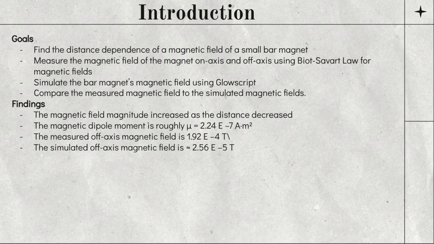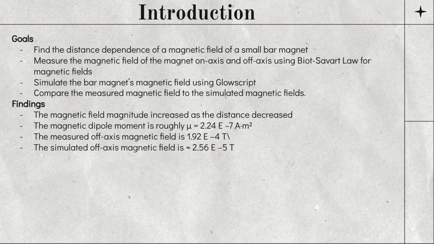So, an introduction to this lab: the goals of this lab are, one, to find the distance dependence of the magnetic field of a smaller bar magnet, then measure the magnetic field of the magnet on axis and off axis using the Biot-Savart law for magnetic fields. We're also going to simulate this magnetic field using GlowScript and then compare the measured magnetic field to the simulated magnetic field in Python. And some of the findings are listed below.